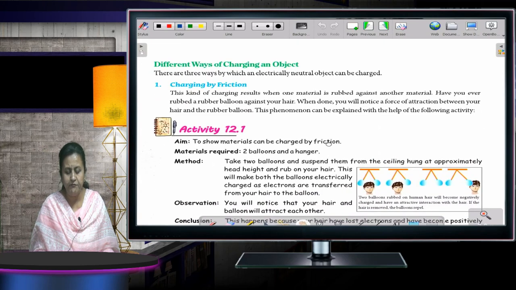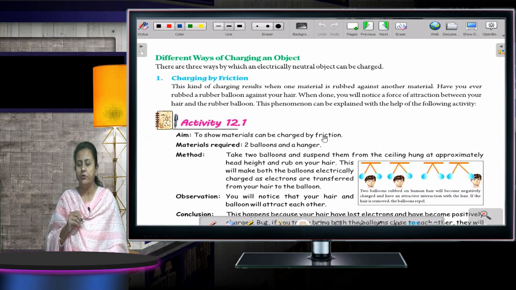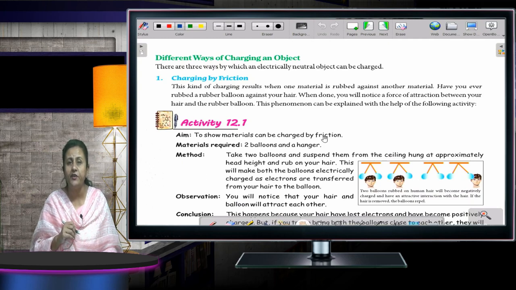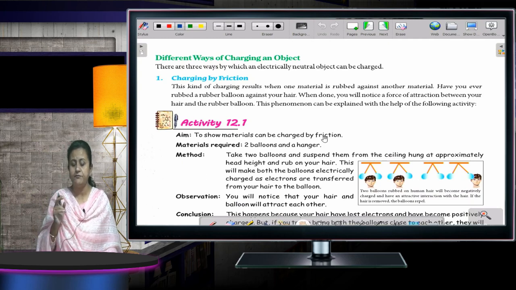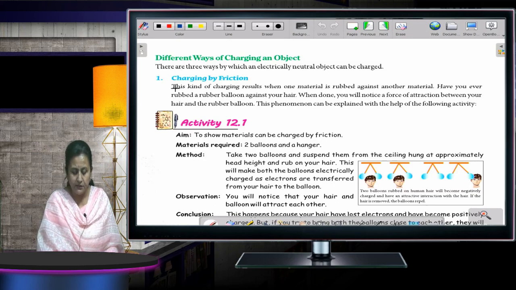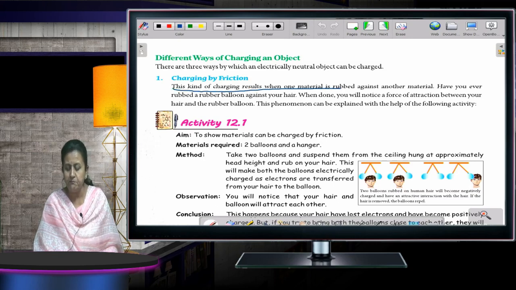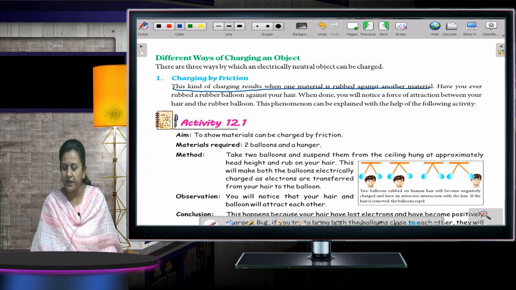There are different ways of charging an object. Okay, there are three different ways. First is charging by friction. So we'll start. This kind of charging results when a material is rubbed against another material.